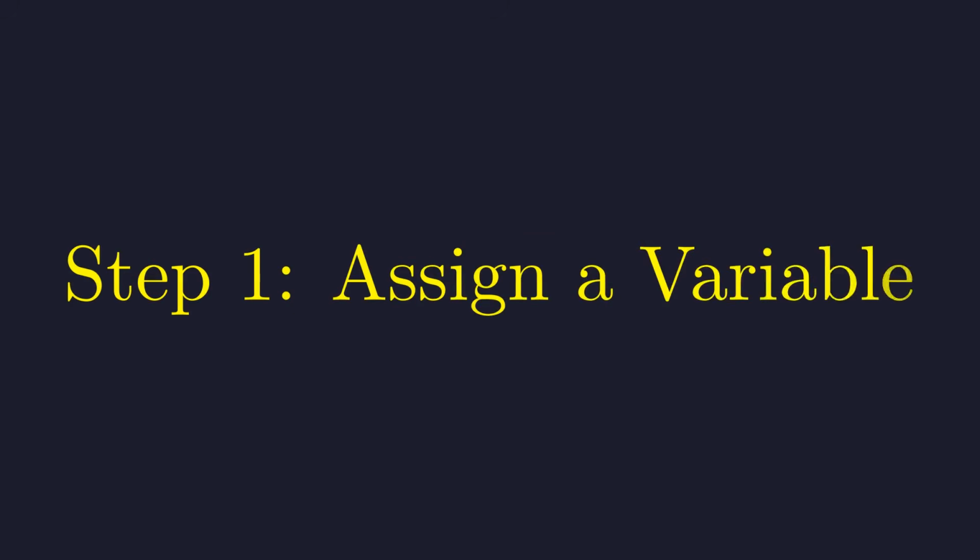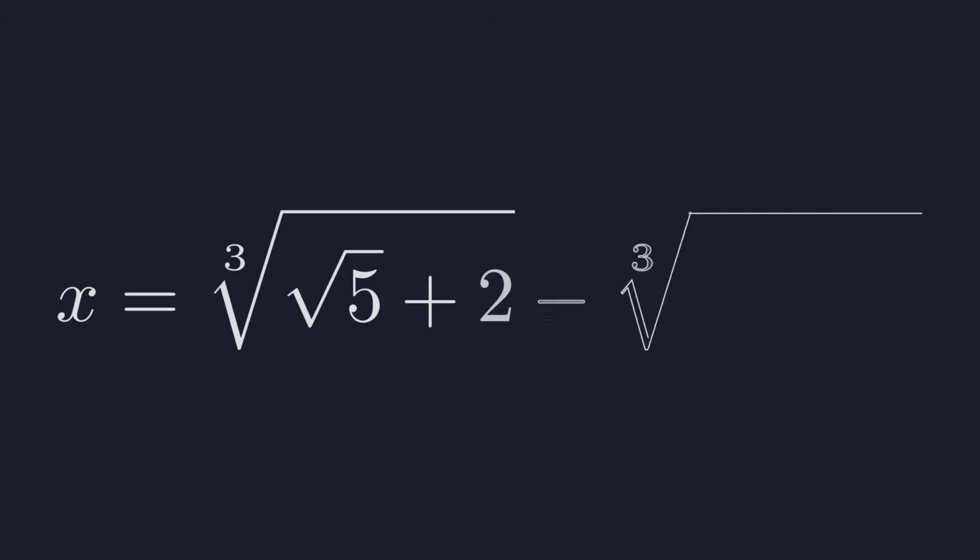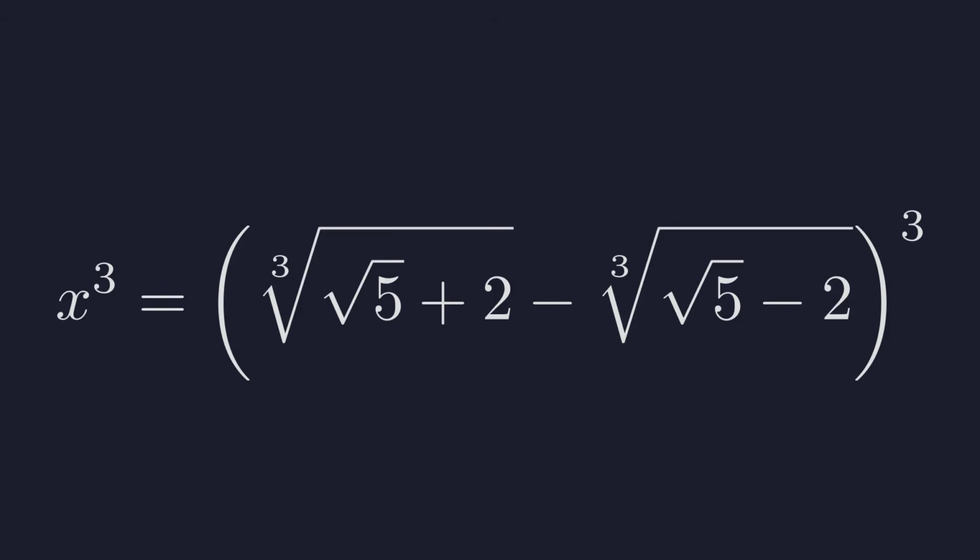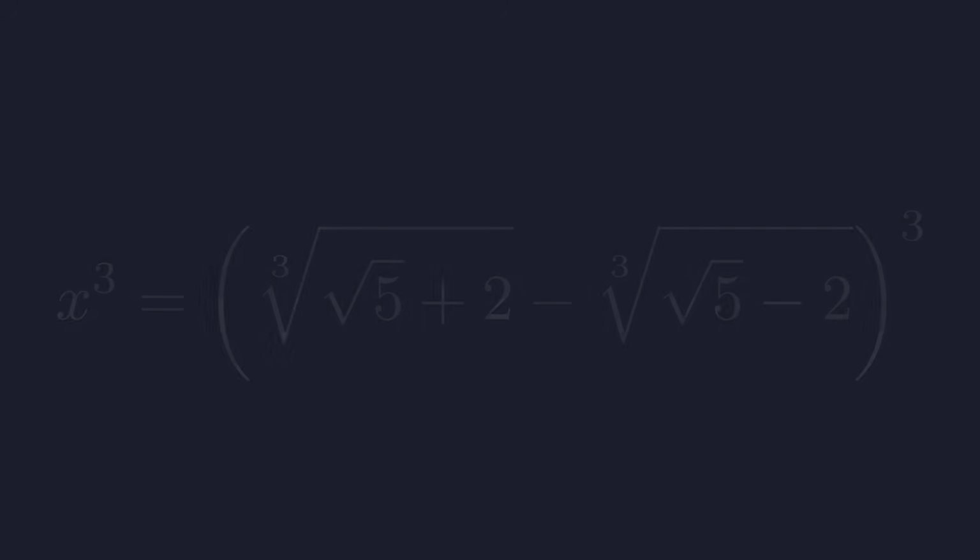Our first move is to give this entire expression a name. Let us call it x. We define x as our original expression. Our goal is now to find the value of x. The main obstacle here are these cube roots. To eliminate them, the most direct strategy is to cube both sides of the equation. Cubing the left side gives x cubed, and the right side becomes this entire quantity cubed.